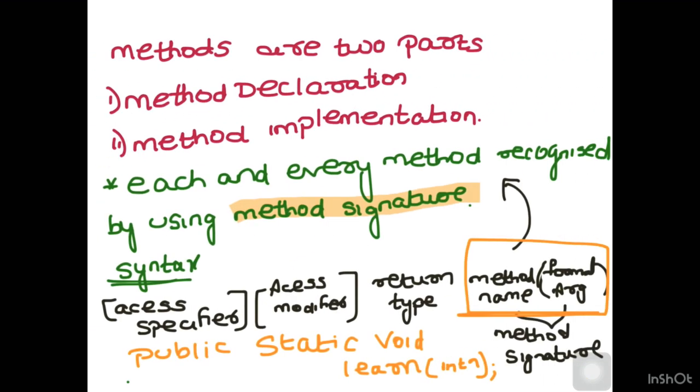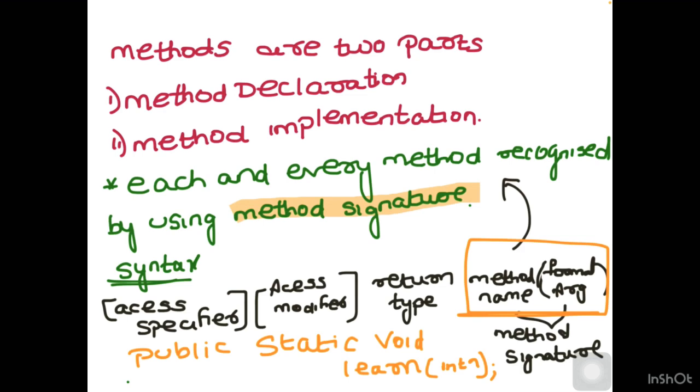Next we will discuss two parts, method declaration and method implementation. First we will see the syntax: access specifier, access modifier, return type, method name and the formal arguments, then open curly braces and closed curly braces. The syntax with access specifier, access modifier, return type, method name and formal arguments is known as the method declaration. The logic which we write in the open and closed curly braces is known as the method implementation.